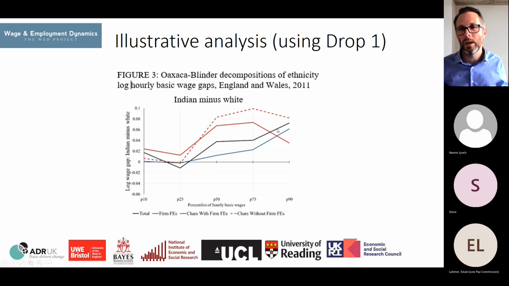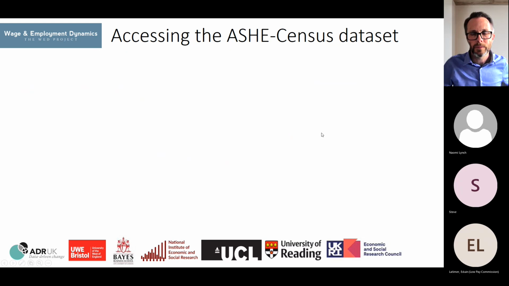So there's a lot of sorting going on in the labour market by ethnicity. One of the reasons why Indians have a wage premium over white employees in the British economy is that Indians tend to work in high wage firms, more so than white employees. And we can show that for the first time from this data set.